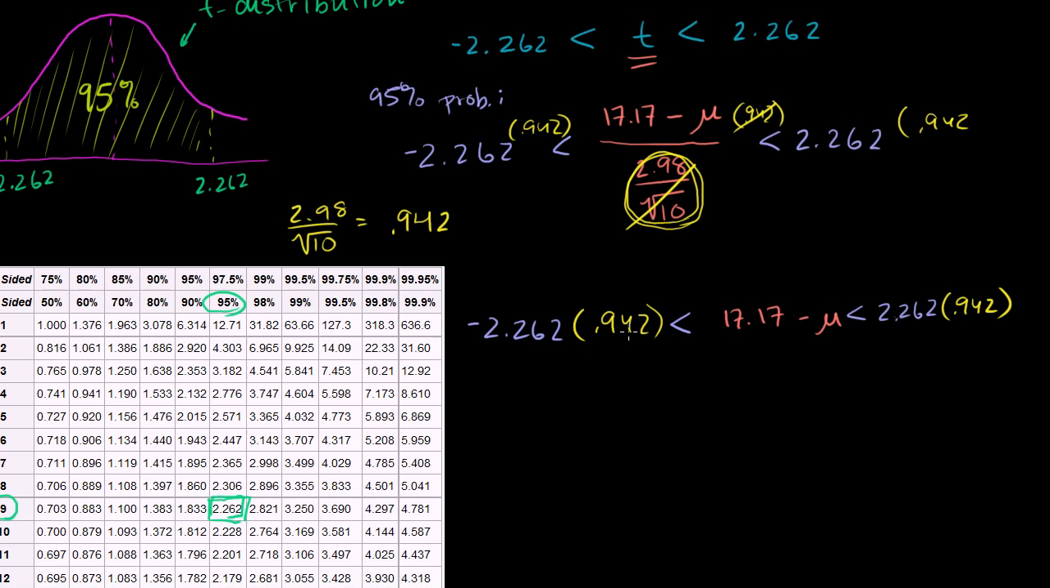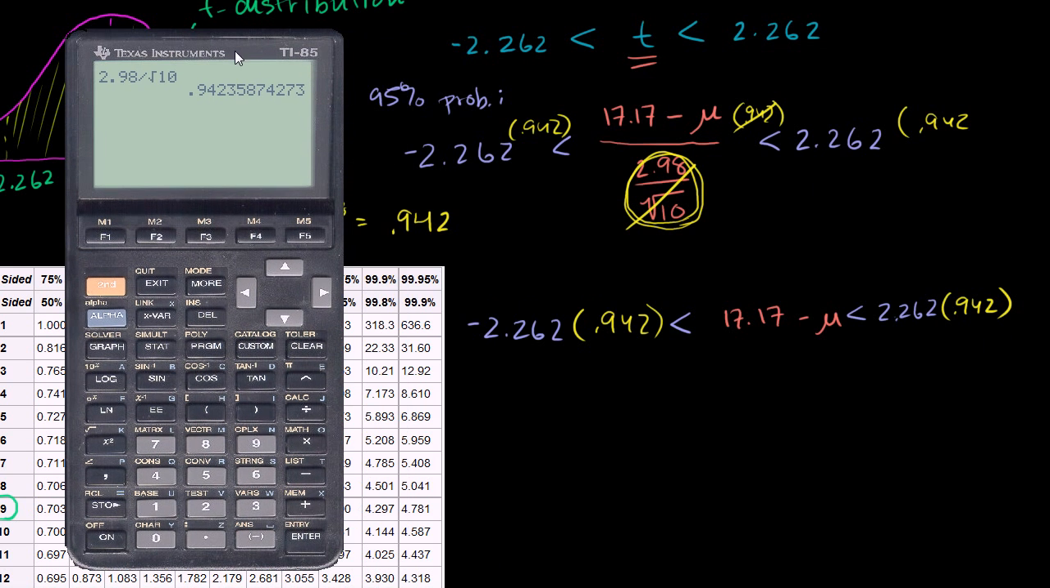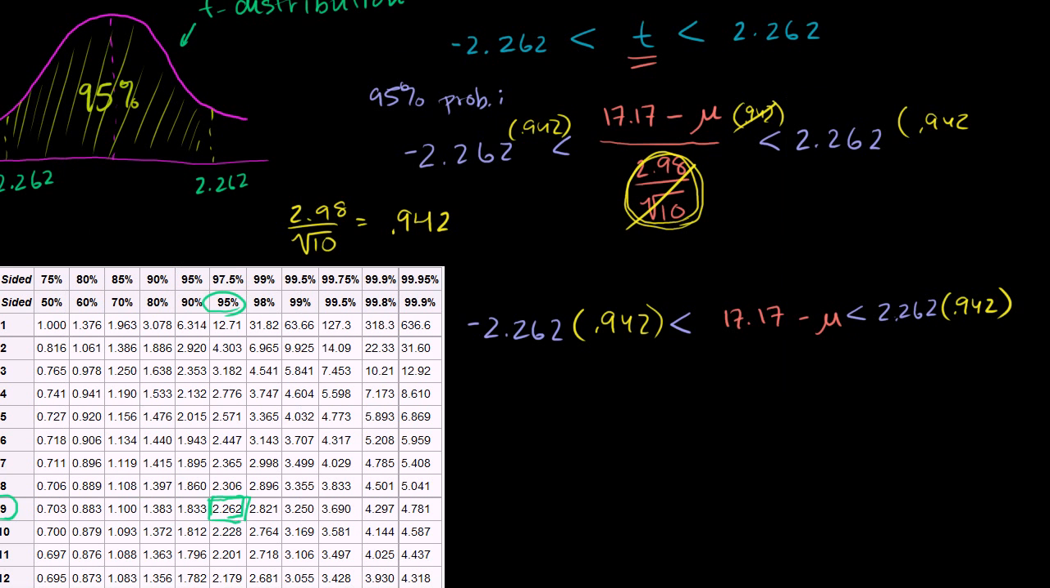And now let's get the calculator to figure out what these numbers are. 0.942 times 2.262 is 2.13. So the number on the right-hand side is 2.13, and the number on the left is just the negative of that, negative 2.13. And we still have the inequality: negative 2.13 is less than 17.17 minus the mean, which is less than 2.13.